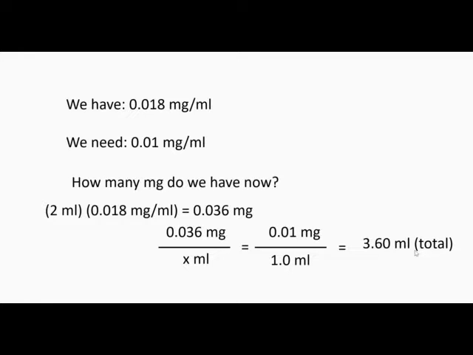So that's the total volume we need, but we already have 2 milliliters, right? So we subtract out those 2 milliliters and we know that we have to add 1.6 milliliters of suspension buffer to our chloroplast suspension to get it to the proper concentration of chlorophyll.